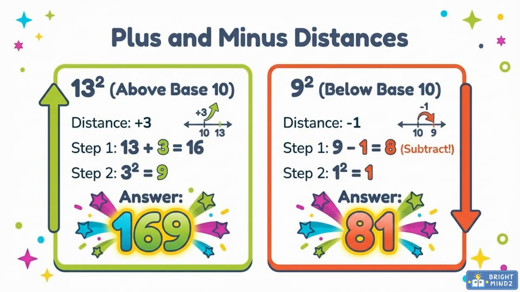Use the same idea as a little shortcut machine. 13 is 3 above 10. Add that distance to 13 to get 16. Then square the distance. 3 squared is 9. That gives 169. 9 is 1 below 10. Subtract the distance. 9 minus 1 is 8. Then square 1 to get 1, giving 81. Above the base or below the base, the pattern still works.